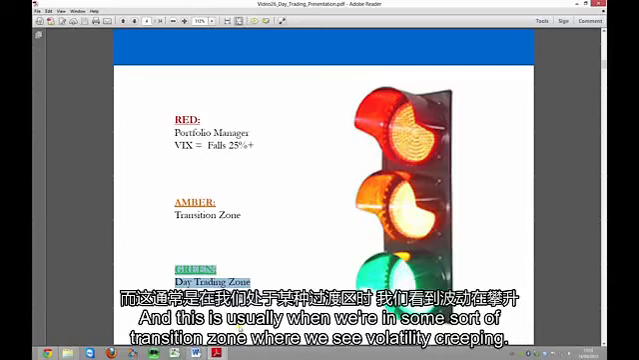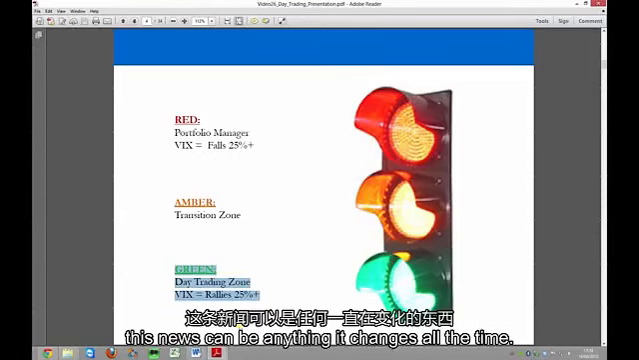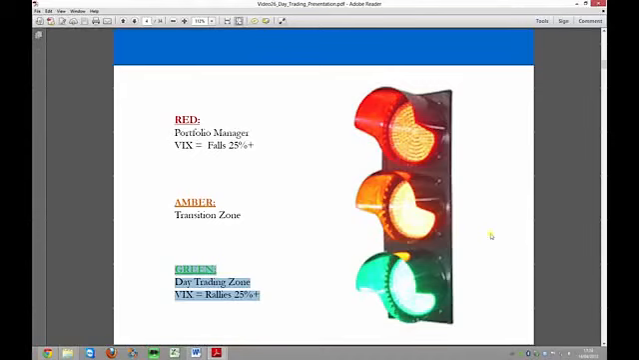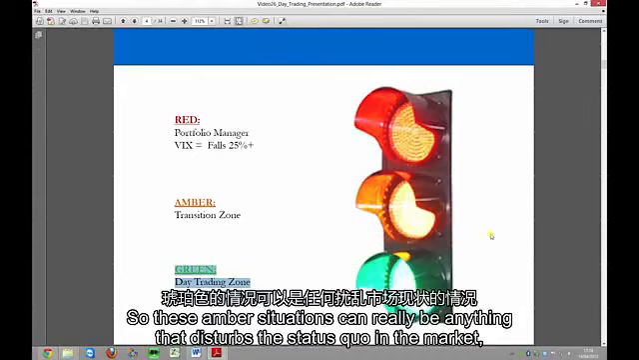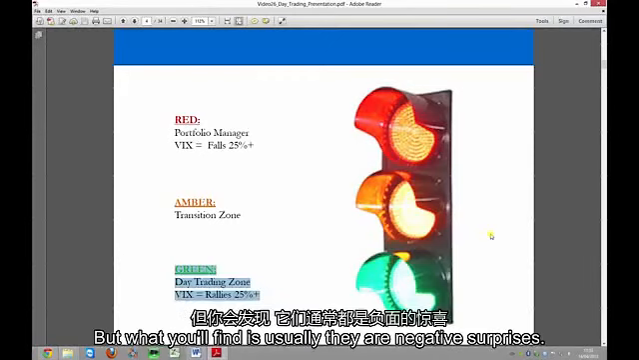And this is usually when we're in some sort of transition zone where we see volatility creeping and there's news out. And this news can be anything. It changes all the time. So these amber situations can really be anything that disturbs the status quo in the market, and they can be negative and positive surprises, but what you'll find is usually they are negative surprises.